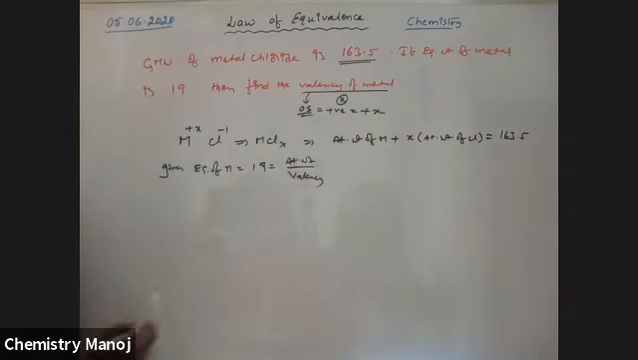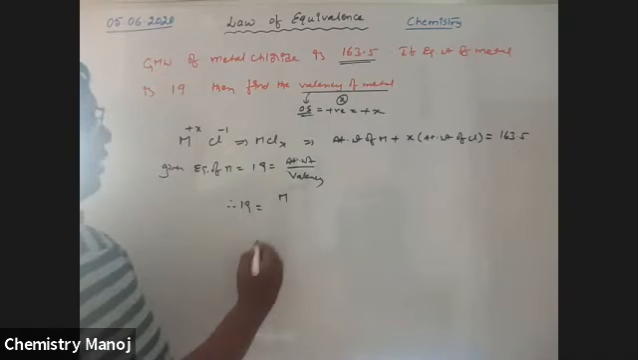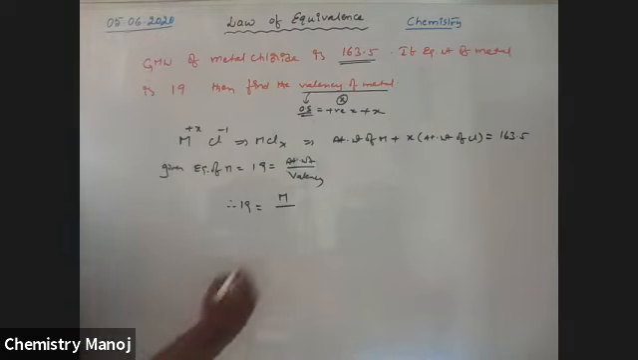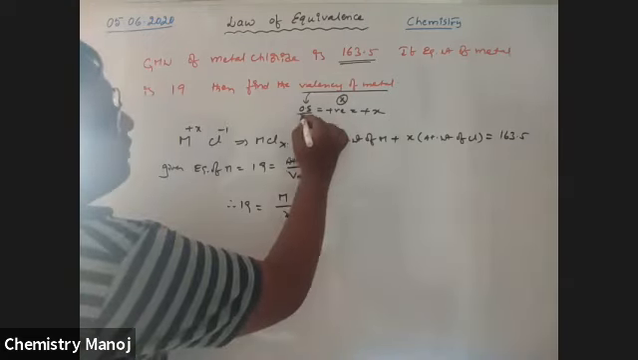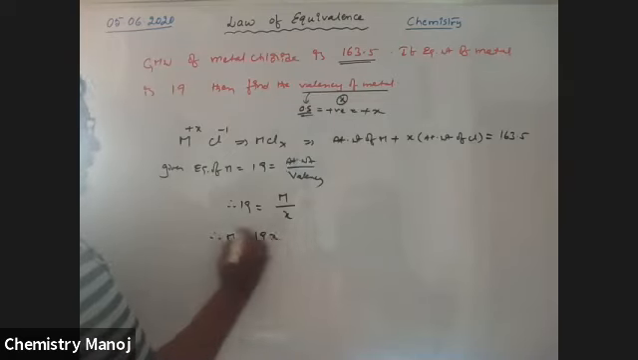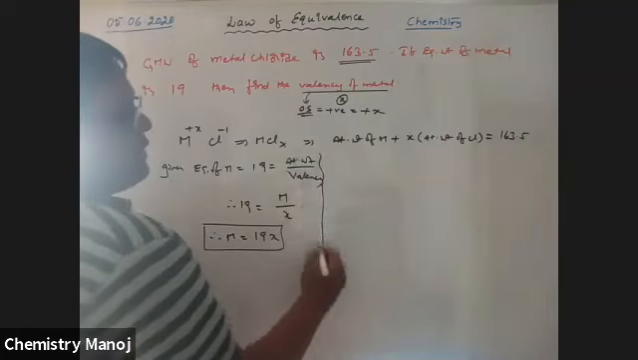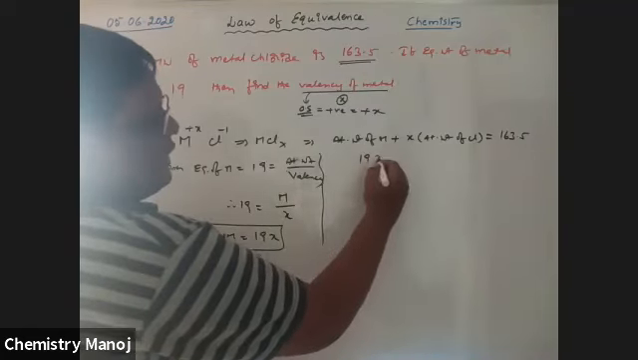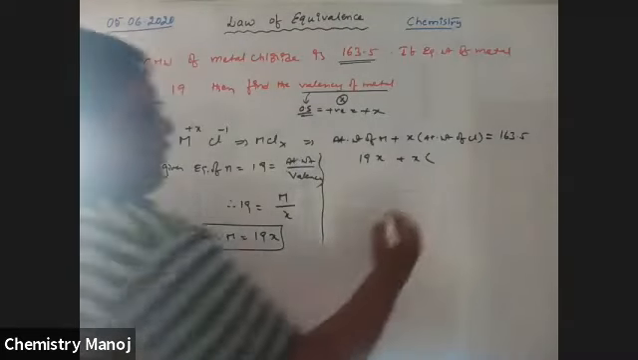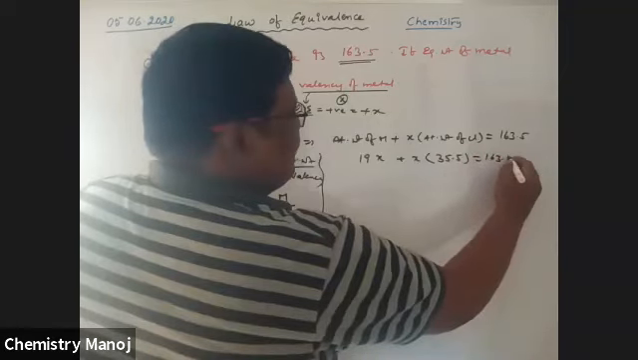Atomic weight by valency. Therefore, 19 is equal to atomic weight, which we don't know, M, by valency. Valency is X, and we already identified that. Therefore, M is equal to 19X. This is a side calculation. It is 19X plus X into chlorine's atomic weight 35.5, which is equal to 163.5.